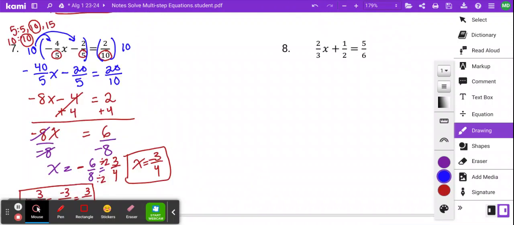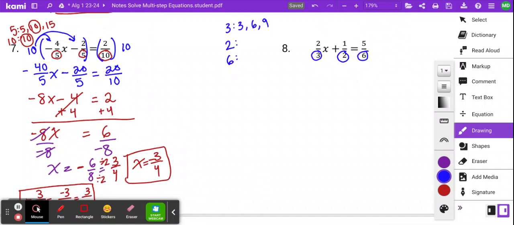Number 8 is going to work similarly. So we have 3 different fractions. I'm going to look at those denominators. We have 3, 2, and 6. We're looking for a least common multiple. If you don't see that right away, that's okay. We have multiples. 3 times 1 is 3. 3 times 2 is 6. 3 times 3 is 9.